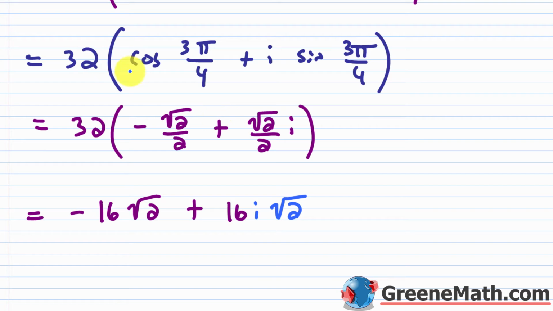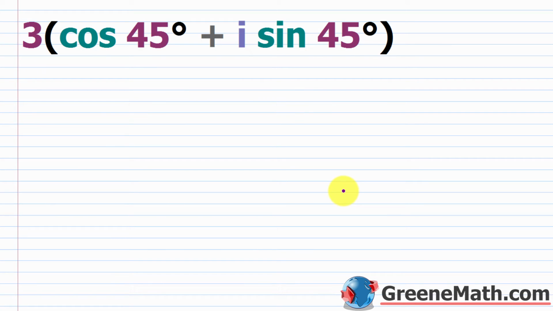So this would be your answer in polar form right here. And then in rectangular form, we say negative 16 times square root of 2 plus 16I times square root of 2. All right, so now let's talk about the roots of complex numbers.